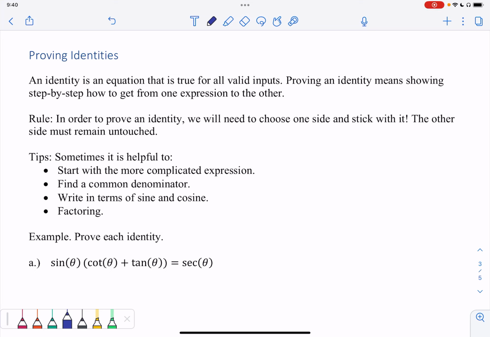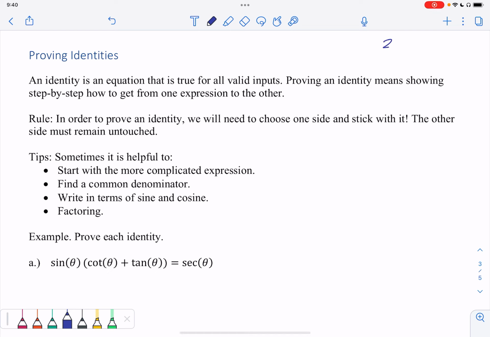Proving identities. An identity is an equation that is true for all valid inputs. So that means the inputs that would be in the domain of both the left and the right expressions. So it's not like an equation.